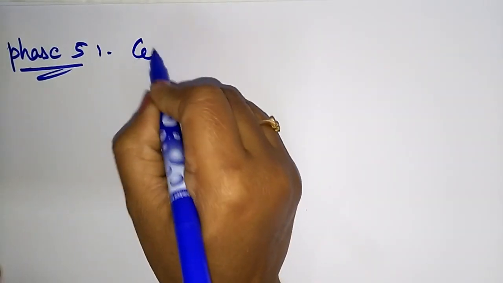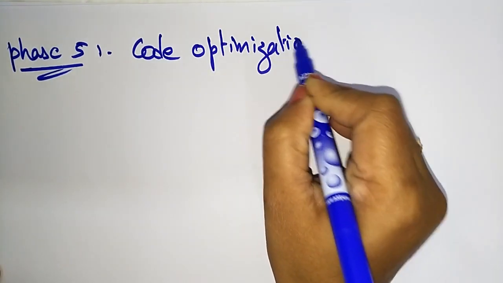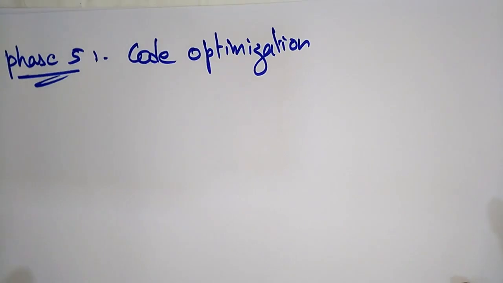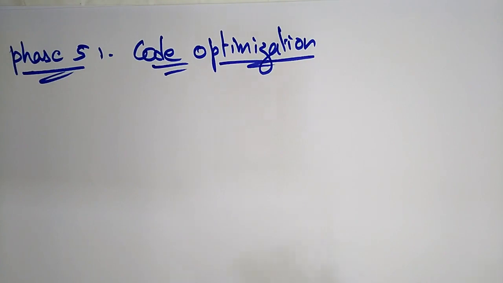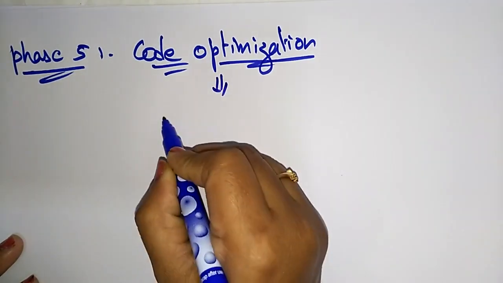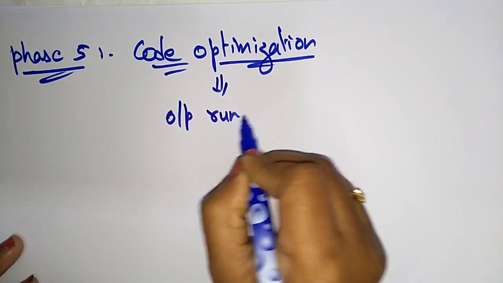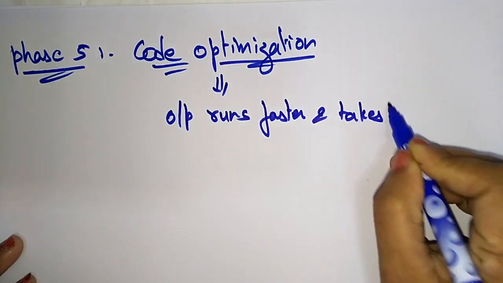So now let's see the next phase. What is the fourth phase? The fourth phase was the code optimizer. Sorry, fifth phase. Phase 5, that is code optimization. What will this code optimization do? It is an optional phase used to improve the intermediate code, so that the output runs faster and takes less space.